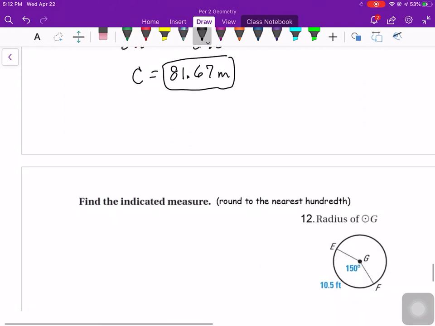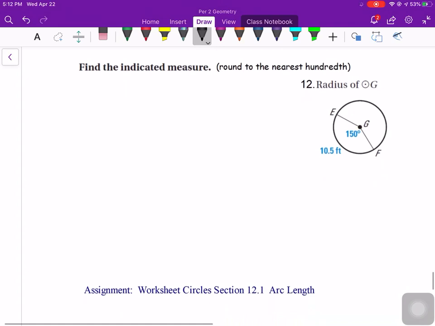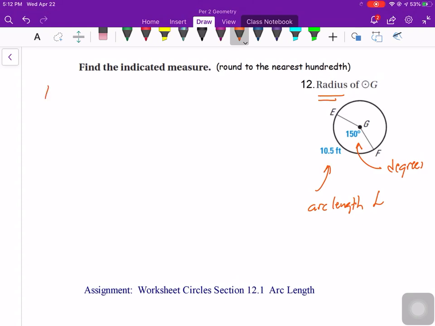Let's try one where we have to solve for the radius. So here we're solving for the radius. They give us the arc length, and they give us the degrees. So I think we can use the formula for arc length. The 10.5 will go in for the L. The 150 degrees over 360 for the fraction of the circle, and then 2 pi times r.